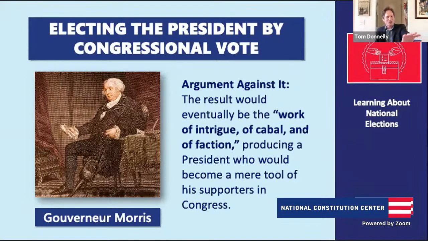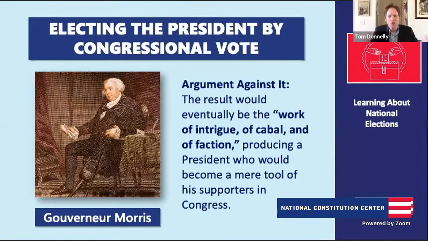But then we have folks like Gouverneur Morris of Pennsylvania, who said, no, I know what we're like. We're going to get into a back room. We're going to deal. And we can't trust ourselves. The presidency is then going to be the work, he says, of intrigue, of cabal, of faction. The idea is that if Congress is going to select the president, the president is then going to be beholden to Congress. And what we've learned from the state constitutions is we want a president that's stronger and more independent than that. And so delegates go back and forth.